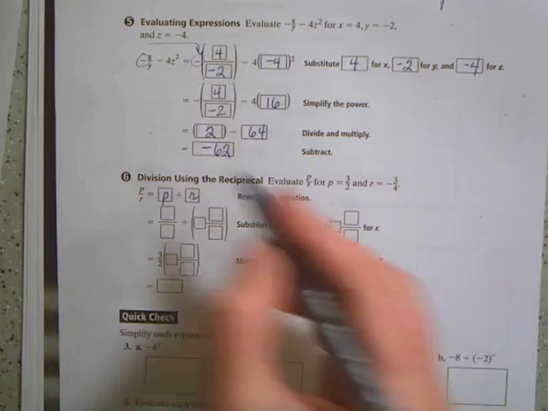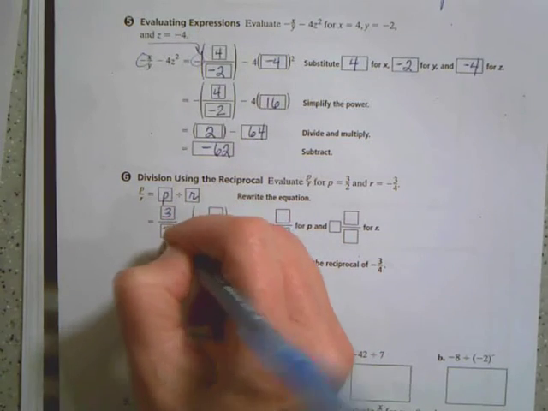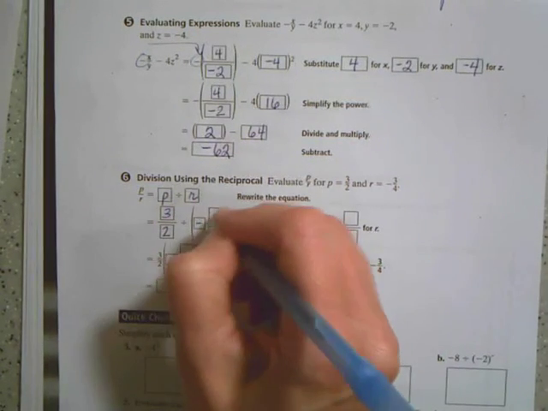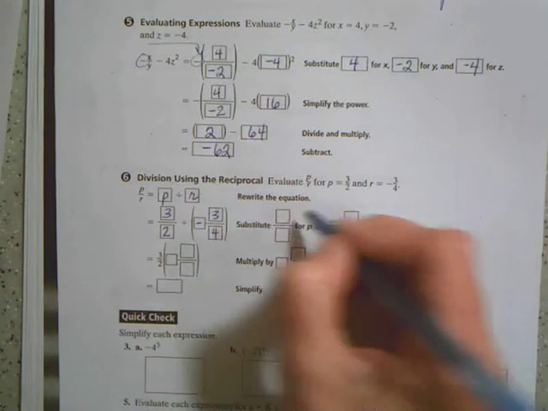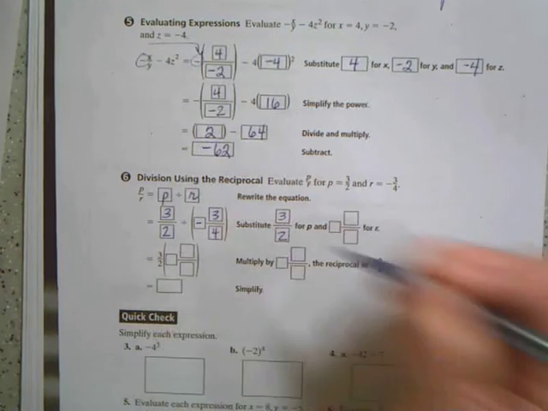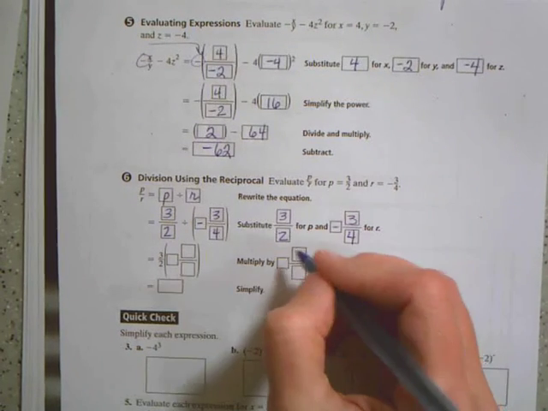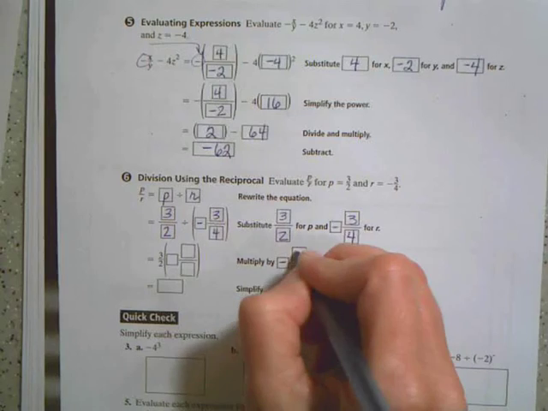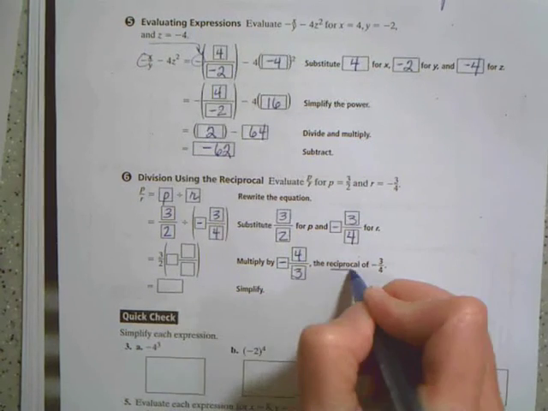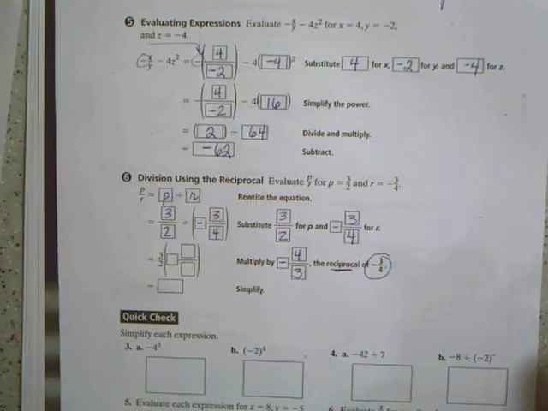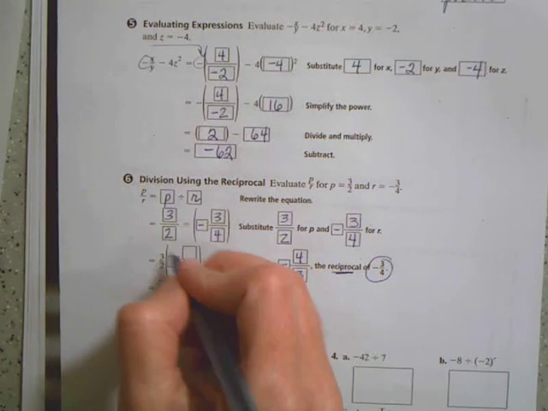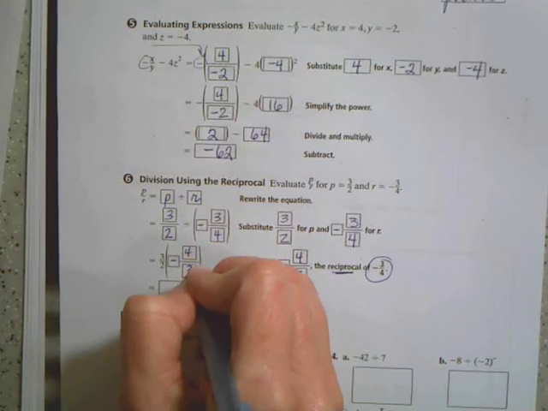We're going to substitute in 3/2 for p, divided by r, which is negative 3/4. Multiply by negative 4/3, which is the reciprocal of negative 3/4. Remember, to divide by a fraction, we multiply by its reciprocal. So this is going to be negative 4/3.